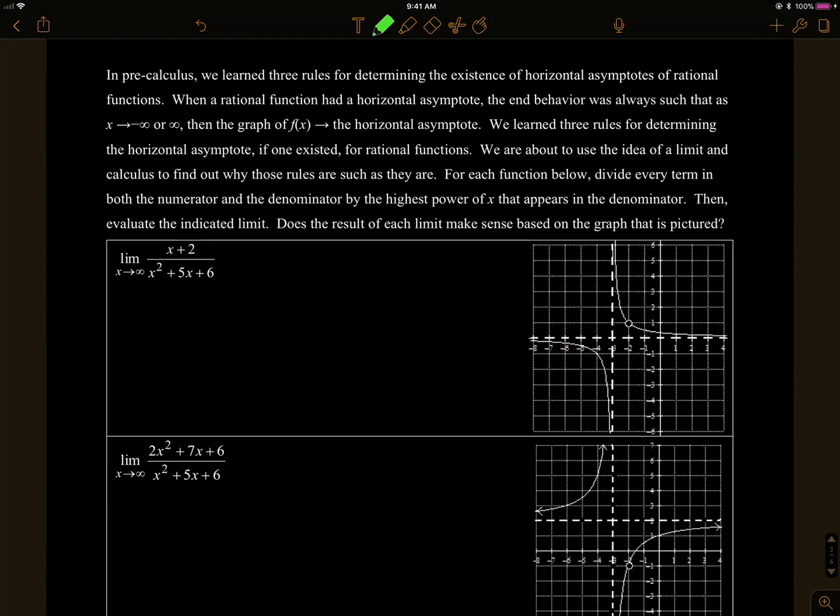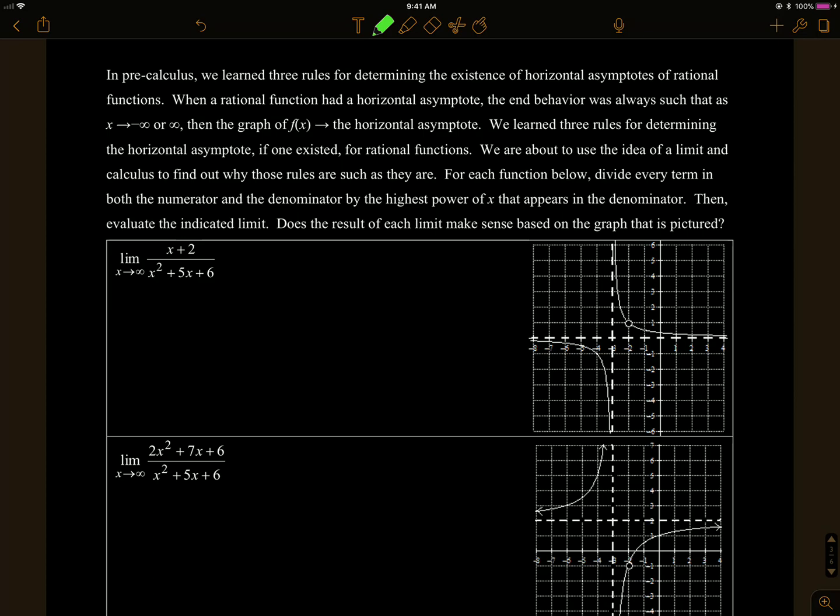Okay, so on this part, we're going to look at a little bit of a different way to think about it, or it kind of confirms what we know about the horizontal asymptotes of rational functions. Rational functions may have a horizontal asymptote, and we know that that horizontal asymptote tells us the end behavior. So that's great, because when we're looking for limits at infinity or negative infinity, they're asking what's the end behavior.